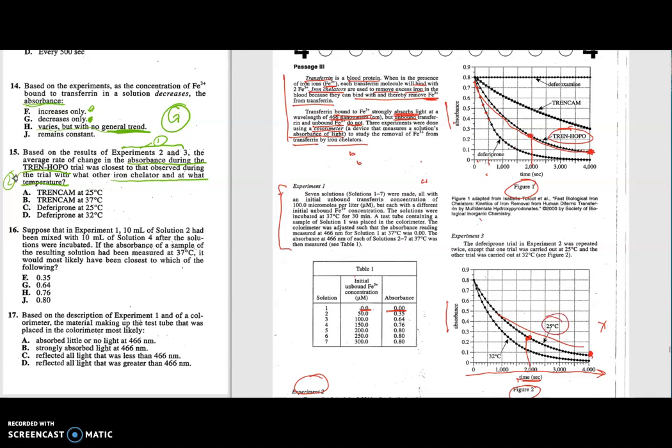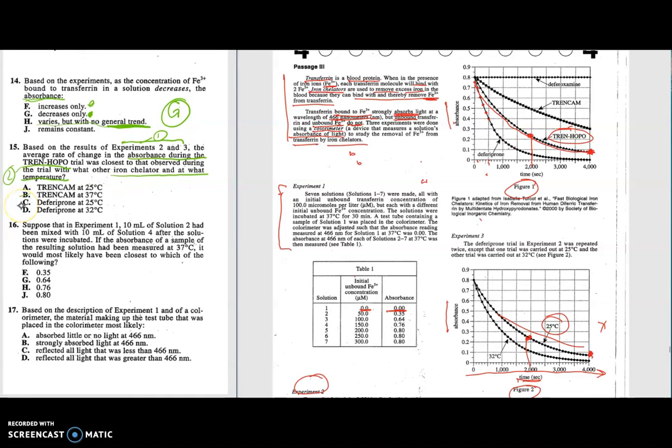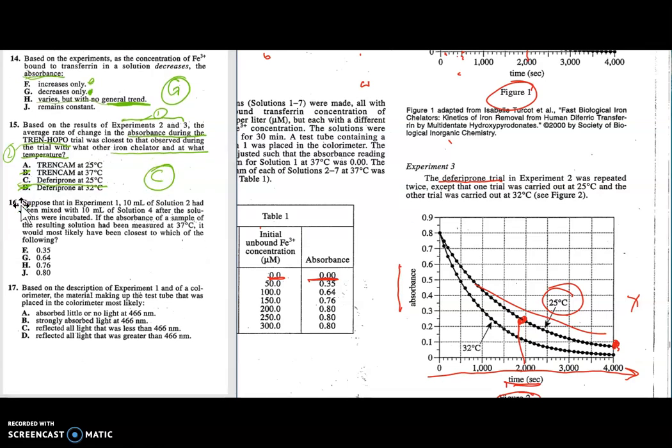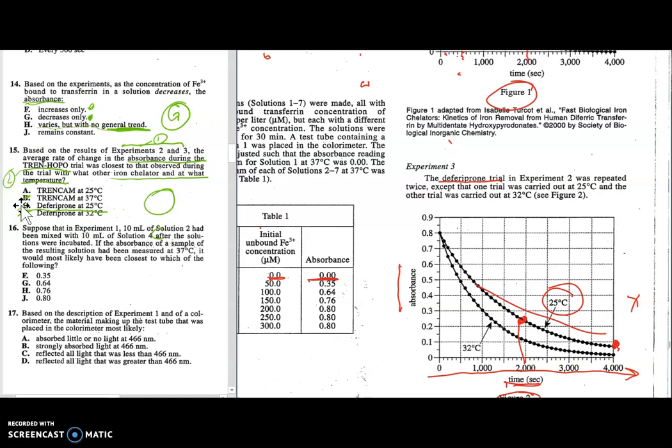So it's 25 degrees, says the calculator, and at what temperature? So we know it's 25 degrees. That's going to get rid of B and D. And then the absorbance, it doesn't tell me. I'm going to read the experiment. I'll increase this for you. And it says, here it's right here, the deferoprone trial. So it's deferoprone at 25 degrees. There it is right there. It's C. 16. That's the third time I've done it.